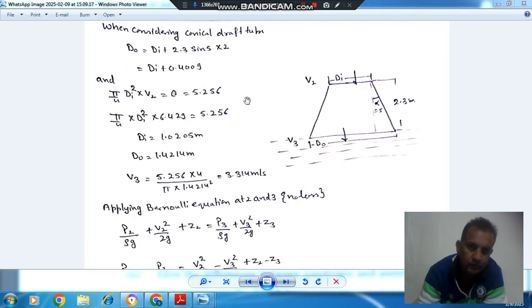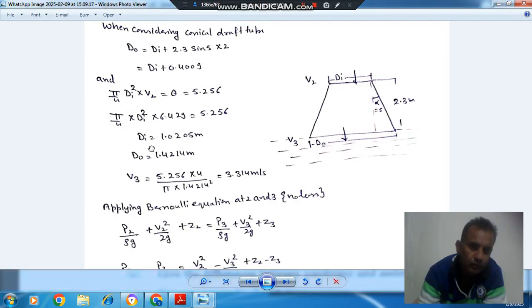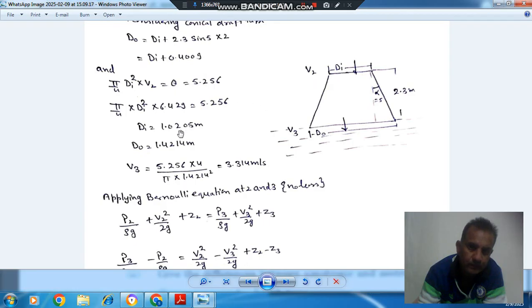V2 is the entering velocity here and Q is the discharge. So we can find out D_i from pi by 4 D_i square into V2 equal to Q. From this D_i is 1.0205 meter, and D0 will be the addition of this, that is 1.4214 meter. And now again from the discharge equation, putting V3 and here putting D0, we can find out V3. So V3 comes out 3.314 meter per second.